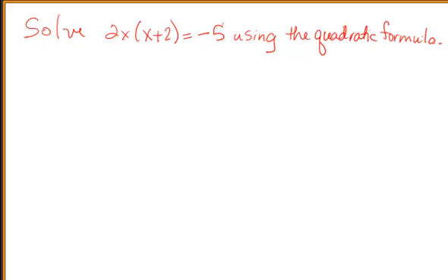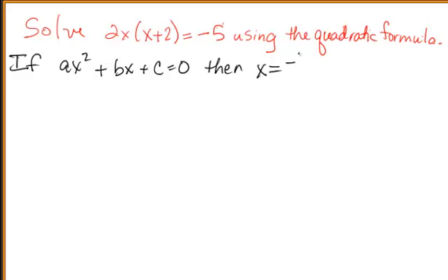We're going to solve 2x times (x plus 2) equals negative 5 using the quadratic formula. The quadratic formula tells us that if ax squared plus bx plus c equals 0, then x equals negative b plus or minus the square root of b squared minus 4ac over 2a.